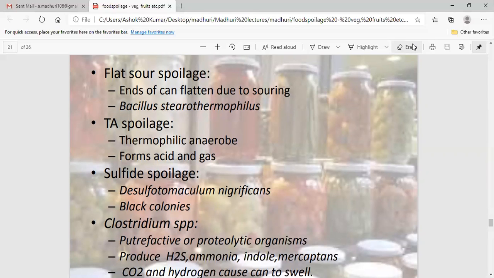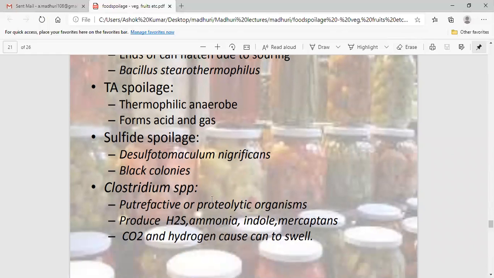And next is Clostridium species. It will cause putrefactive or proteolytic action, and as a result it produces hydrogen sulfide, ammonia, indole or mercaptans, carbon dioxide, and hydrogen will cause the can to swell. So with this Clostridium spoilage, gas is produced, and it can lead to swelling of the can.